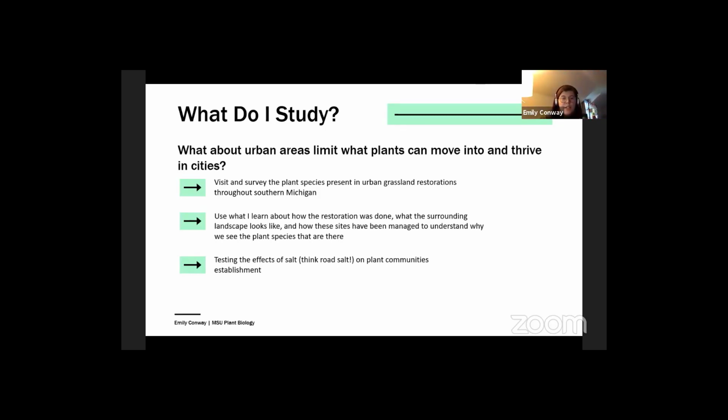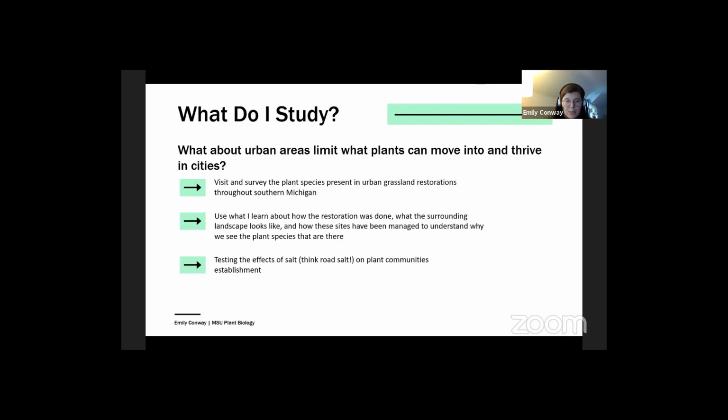I go and I visit and I count and I identify all the plant species that are present in urban grassland plantings or restorations throughout southern Michigan. So if you saw a girl in a field with a clipboard this summer in Grand Rapids, Kalamazoo, or Ann Arbor, it was probably me counting what plants I saw. And I'm going to use what I've learned from doing those surveys and use what I know about how those restorations or those plantings were done, what the surrounding landscape looks like, and what has been done to maintain these sites to understand why we see the plants there that we do.